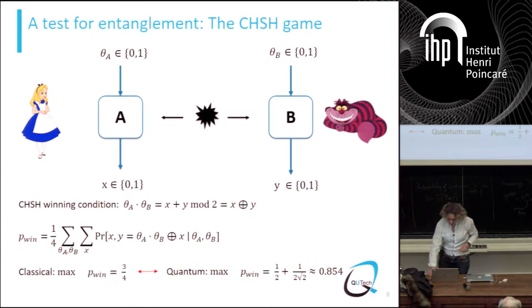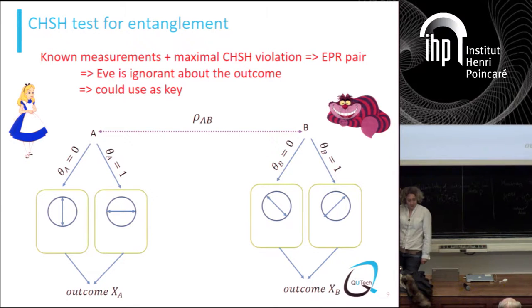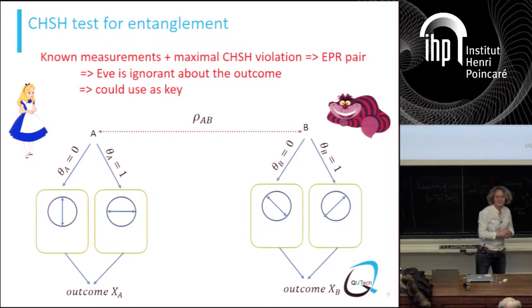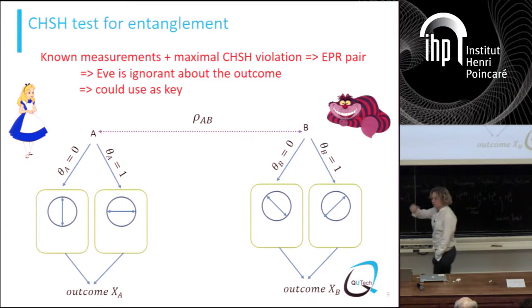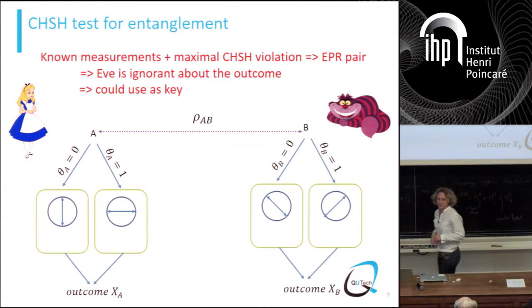And in fact, this is also the key point here: if they have entanglement and certain measurements, then they can reach these 85%. But the cool thing that leads to device independence is that the converse is to some extent also true. Let's for the moment assume that we do know the measurements. If I observe a maximum CHSH violation, meaning a winning probability of these 85%, then there's only one possible state that can be inside these boxes, which is the EPR pair.